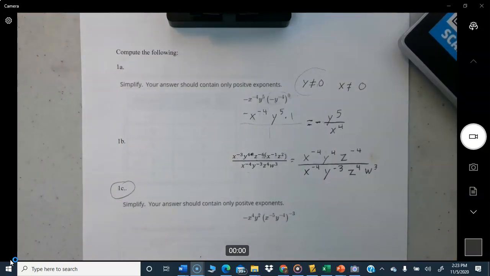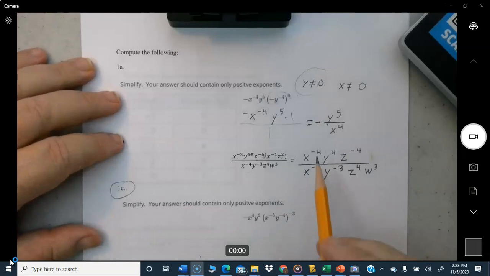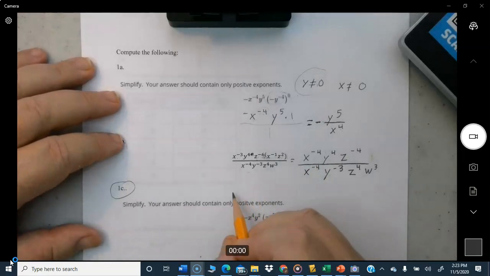Okay? Now what I'm going to do is take everything with a negative sign and flip it. So if it's x to the minus 4th, it comes up to the top and becomes x to the positive 4th. If it's on the top as x to the negative 4th, it goes down to the bottom and becomes x to the positive 4th. So we're going to get all the exponents to be positive. Alright, so we're going to take this one and bring it down to the bottom.